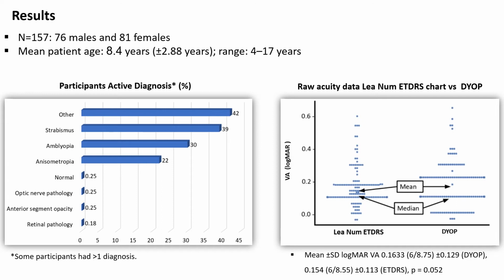As we can see, the best corrected logMAR visual acuity ranged from minus 0.04 to 0.60 for the Lea Numbers chart and from minus 0.038 to 0.65 for the DYOP. The mean logMAR visual acuity obtained with the DYOP test was 0.16 and 0.15 for the Lea Numbers ETDRS.